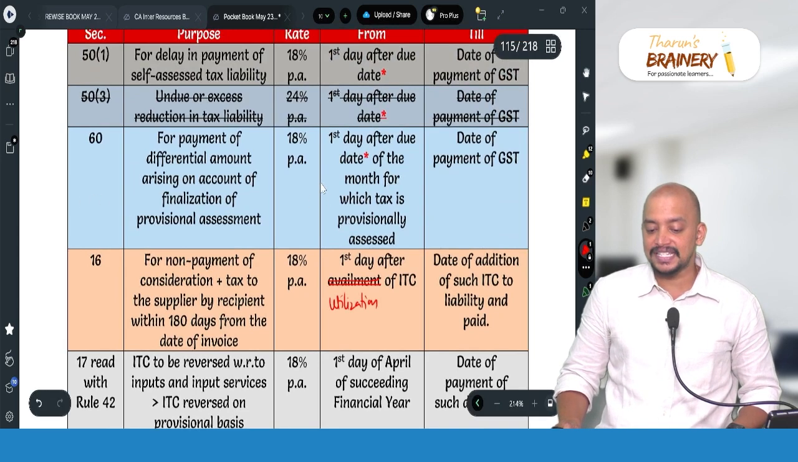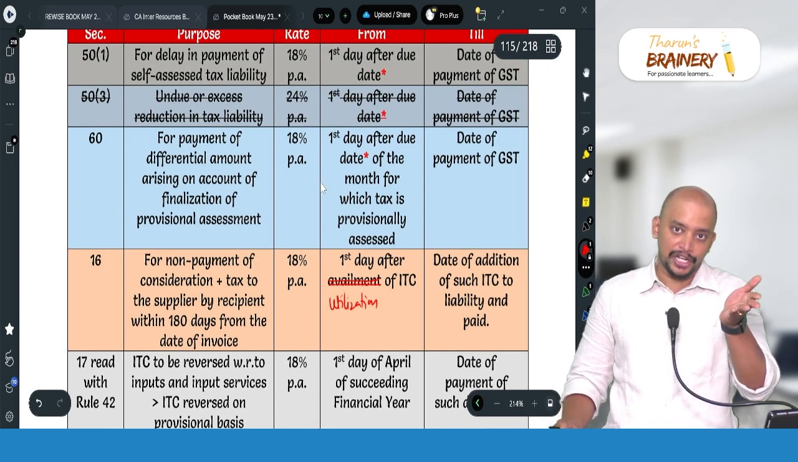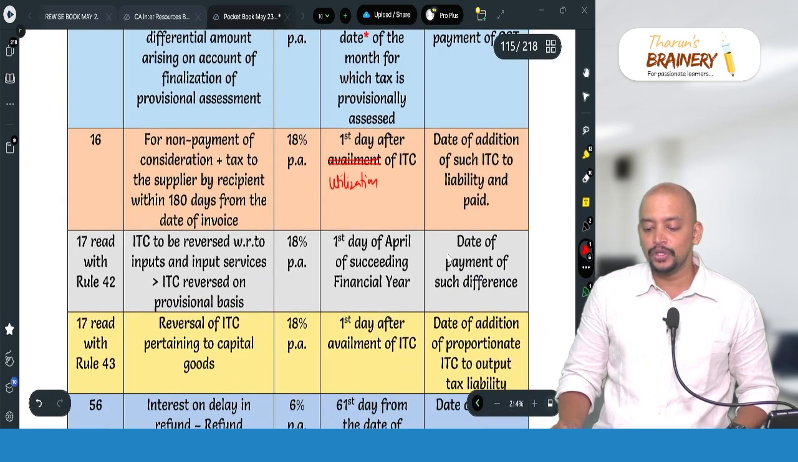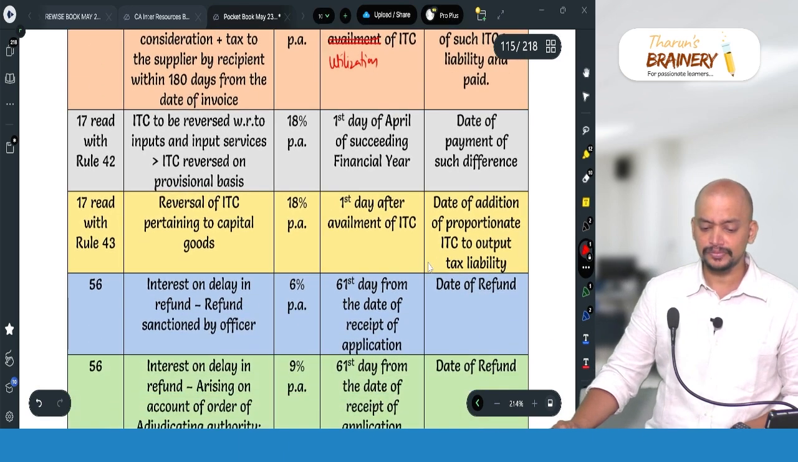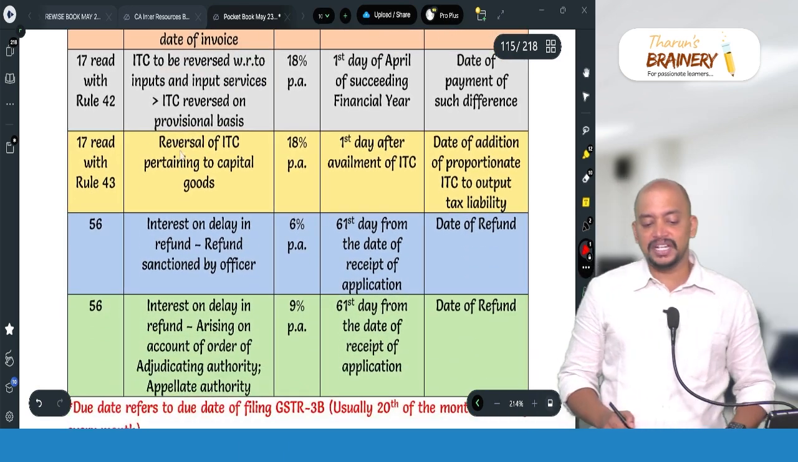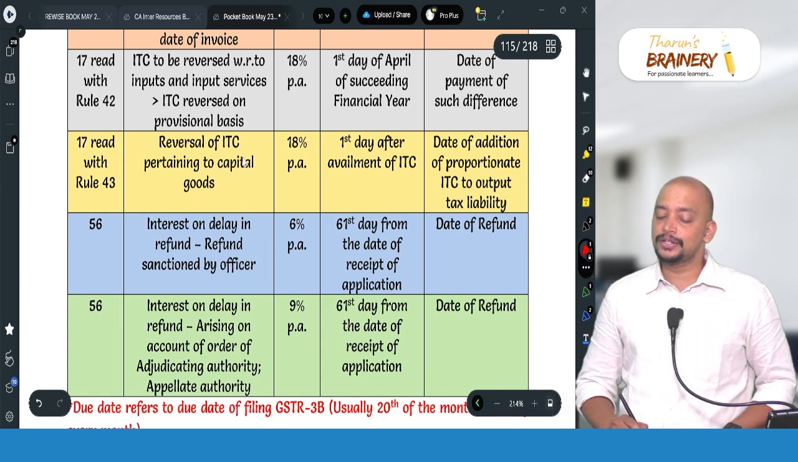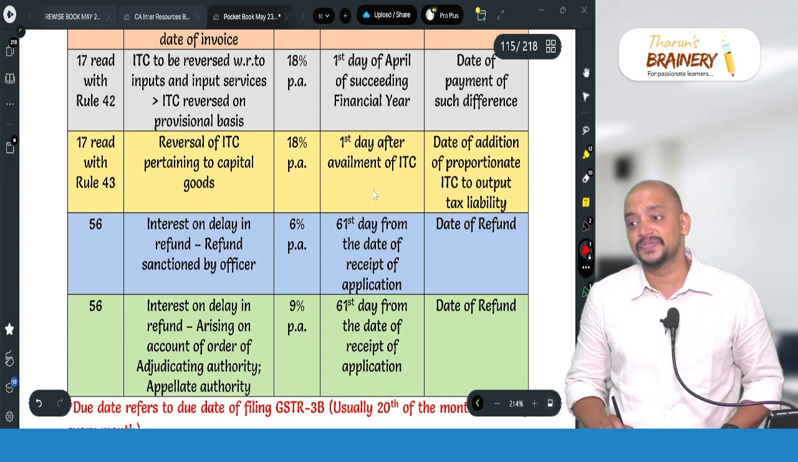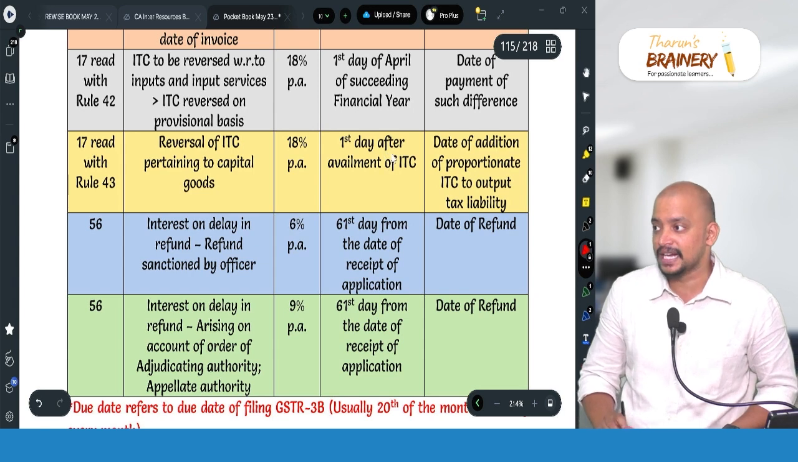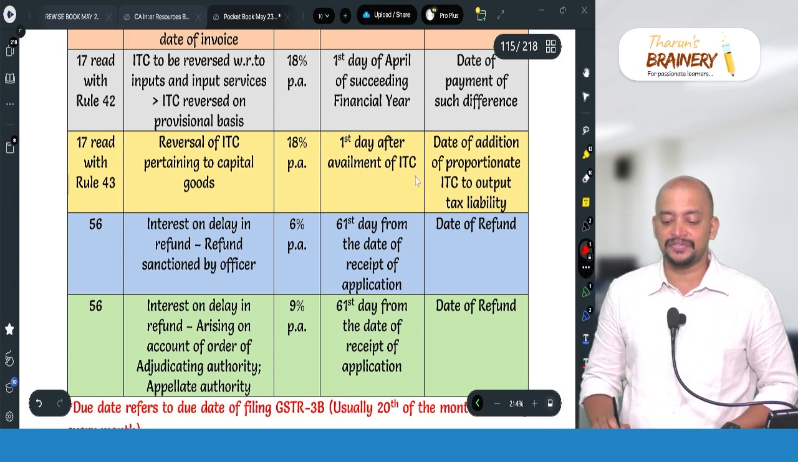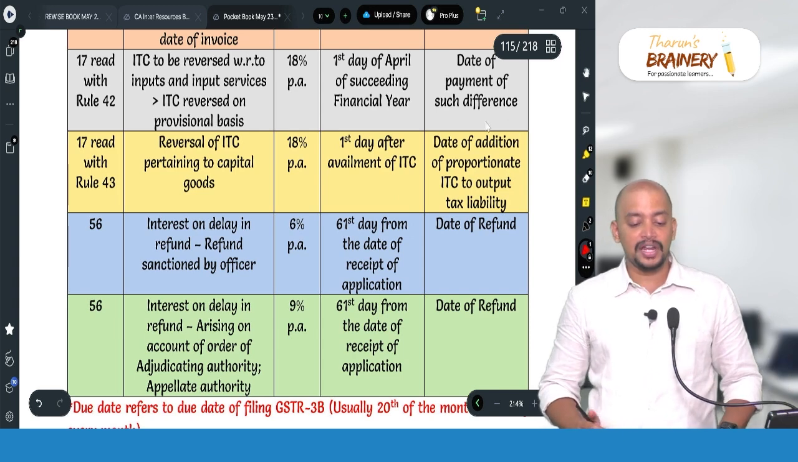So I say first date after due date. The due date we will not include, but the first date after the due date we need to include. Here both days are included. Then section 17 read with rule 43, reversal of ITC pertaining to capital goods, 18% per annum. Here it is the first date after availment of ITC, that is correct, so no need to change it to utilization. Date of availment of ITC till the date of addition or reversal.